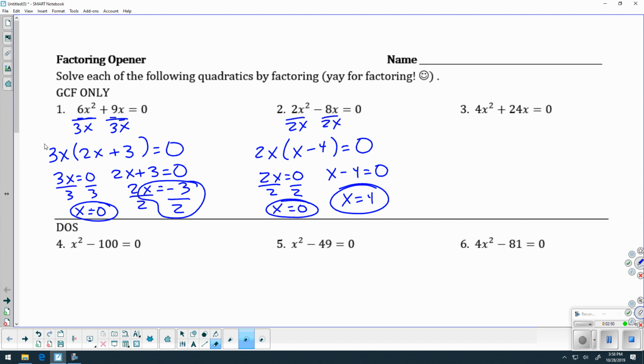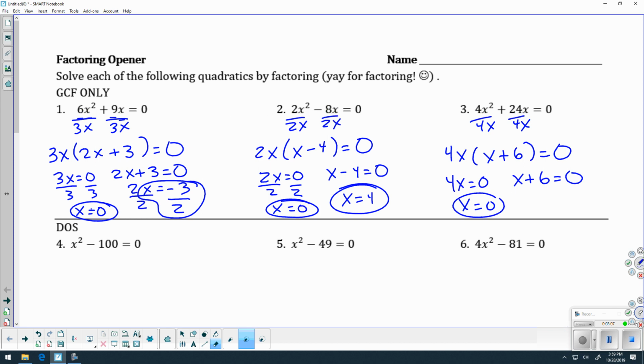And then number 3, the last one, again the GCF would simply be 4x. Now take out 4x from both terms, and you'd have x plus 6 left over. Solving it, set 4x equal to 0 and set x plus 6 equal to 0. Our two solutions: x is 0 and x is negative 6. That's it, two answers for each of them. Again, the parabola crosses over at both 0 and negative 6.